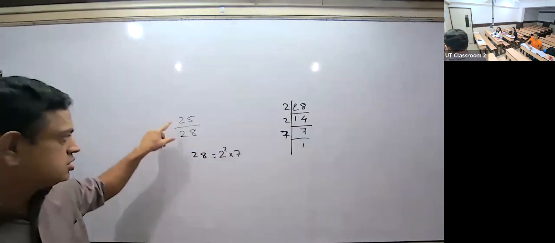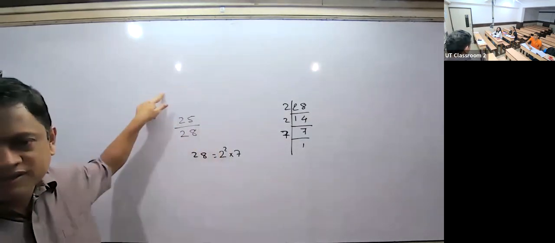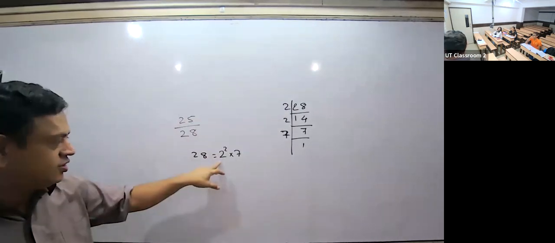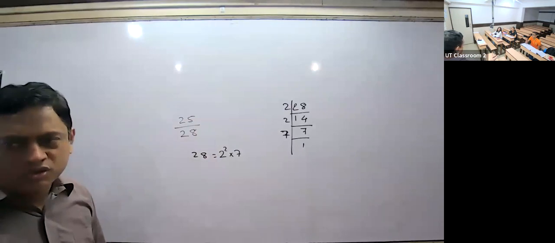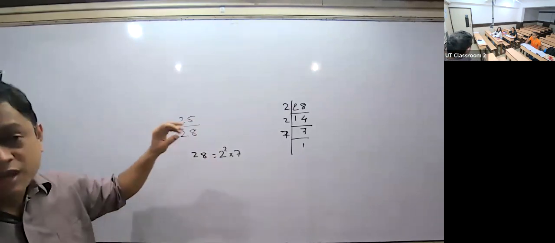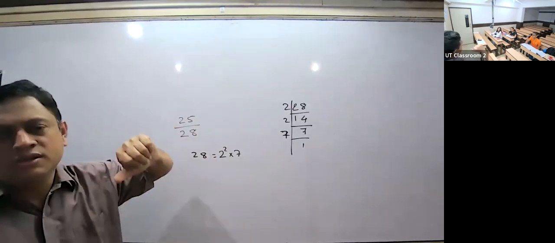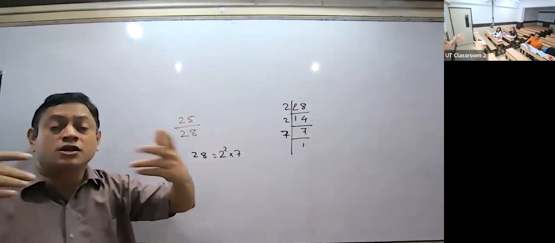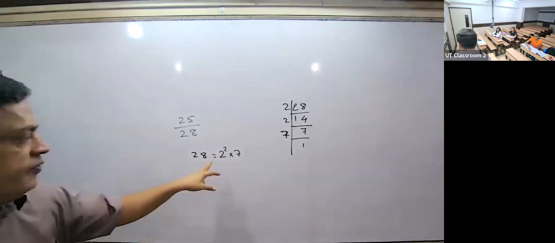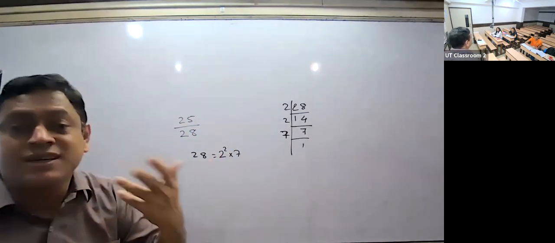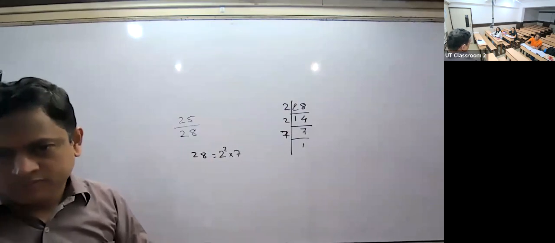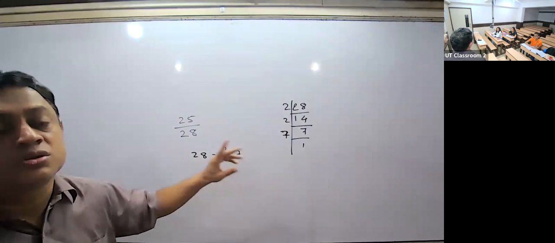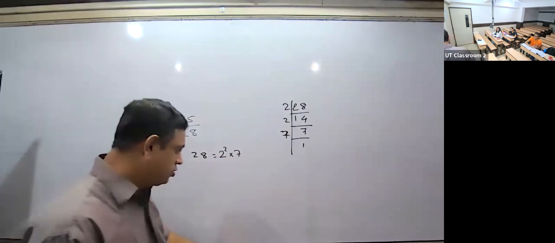Now, is it terminating or non-terminating recurring? Check the factors of this one: 2 and 7. If it contains 2 only, terminating. If it contains 5 only, terminating. If it contains 2 and 5 only, terminating. If it contains some other factor other than 2 or 5, recurring. Here, only 2 and 5? No, 7 is there, so it is recurring. Have you followed?